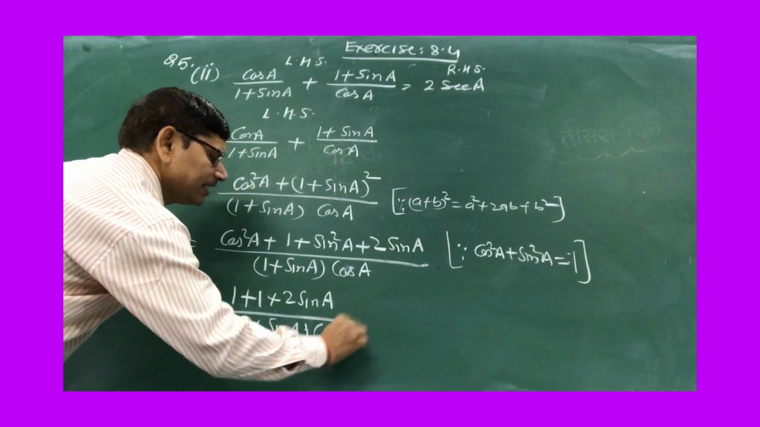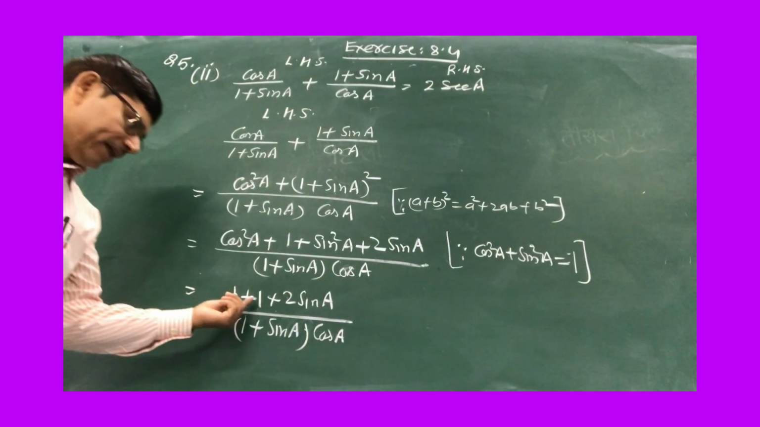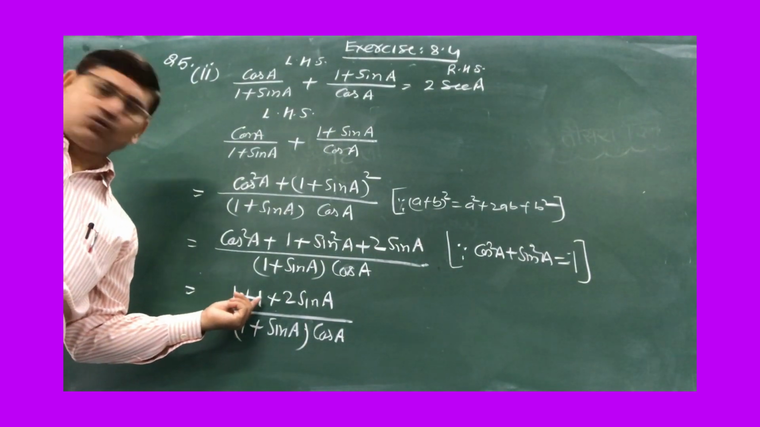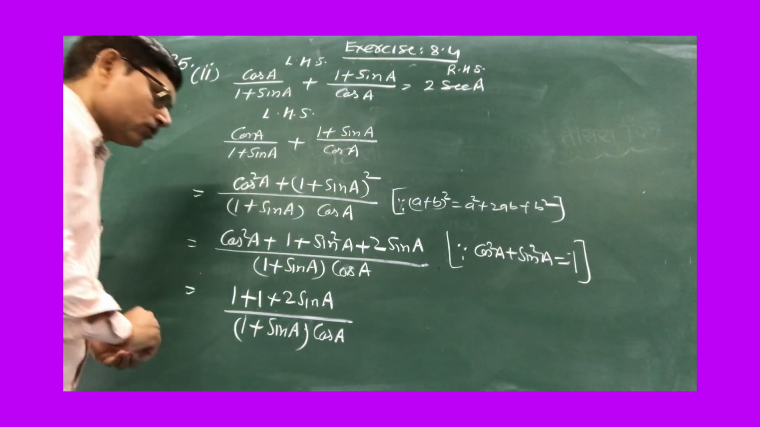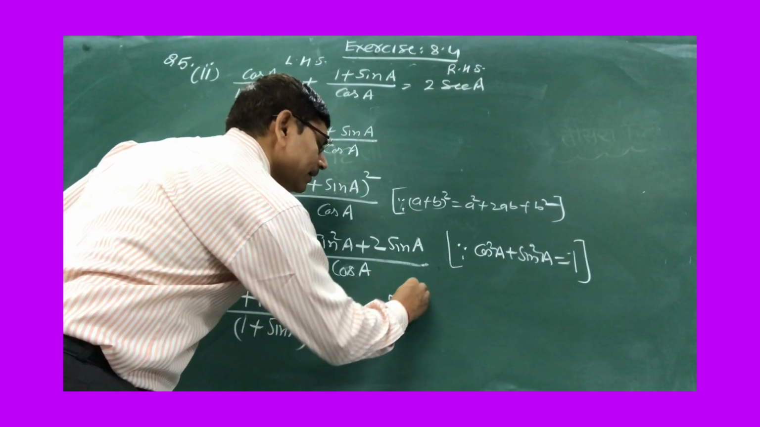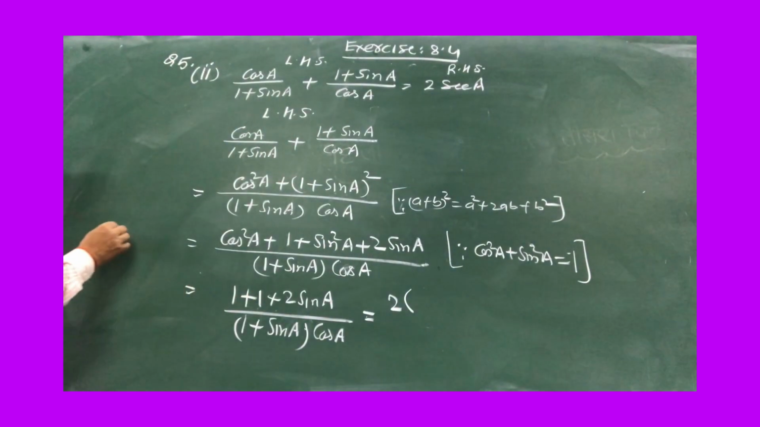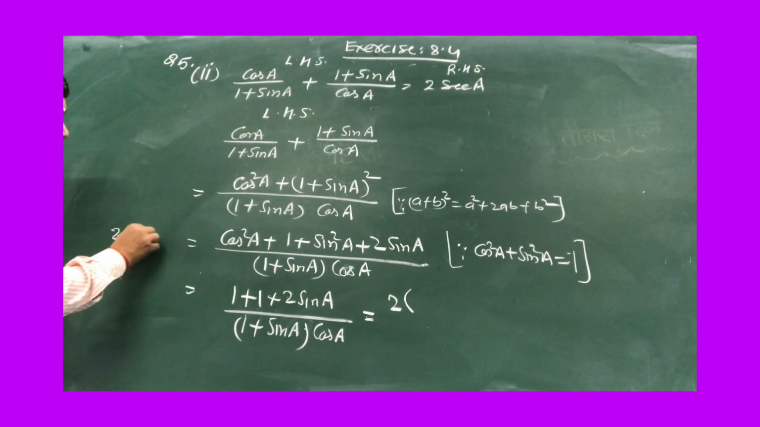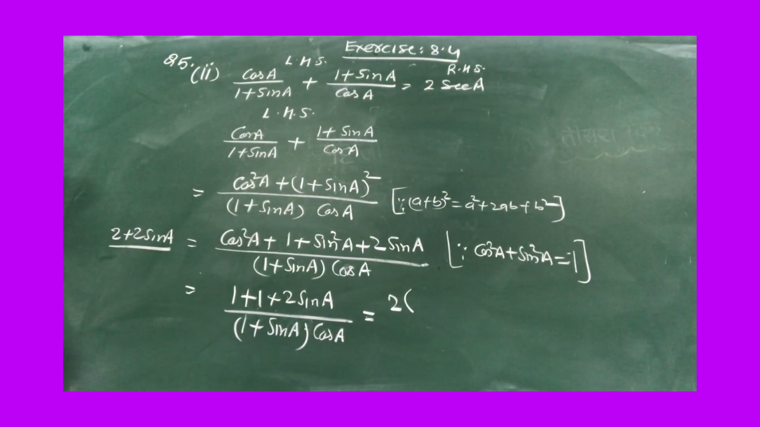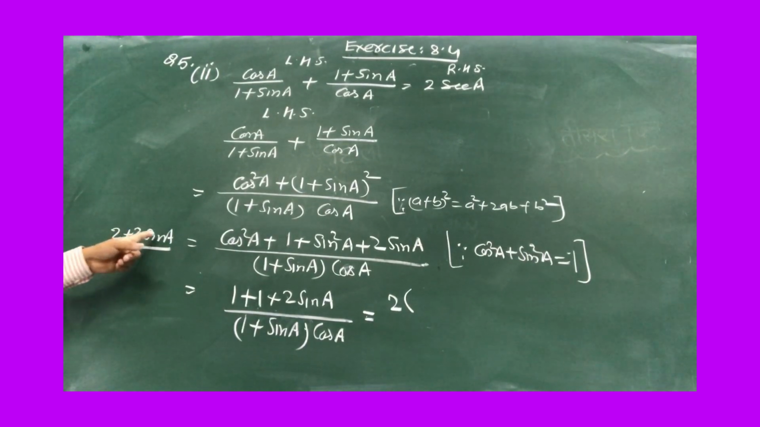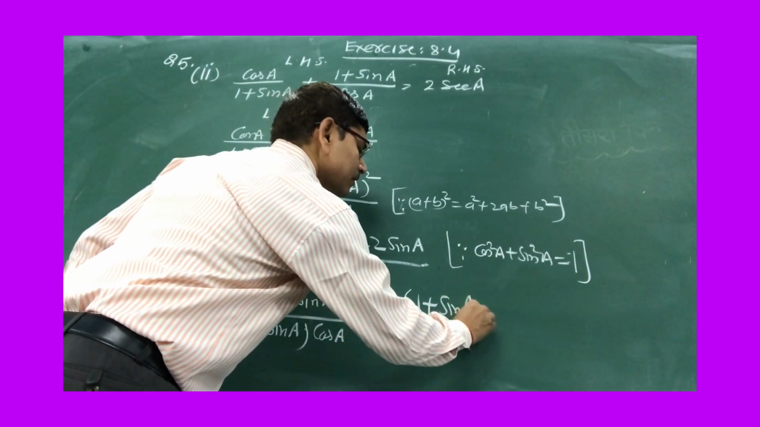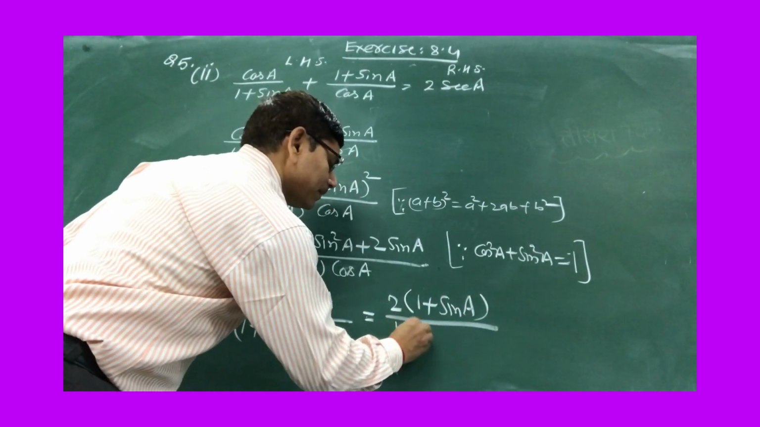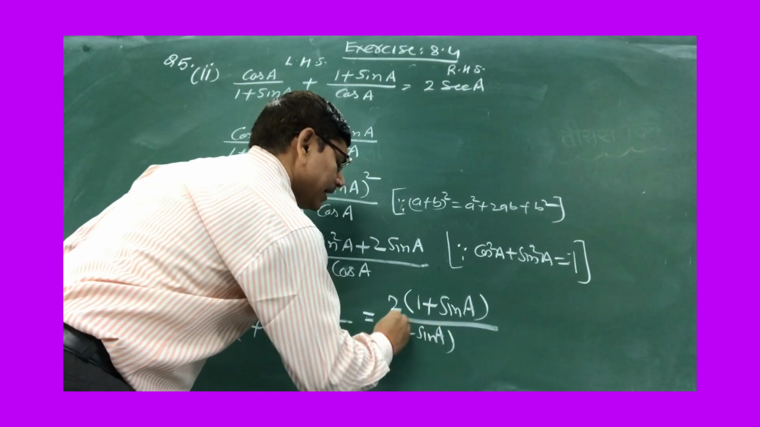So you will write same to same. Now 1 plus 1, dear, is 2. 2 plus 2 sin A. What is the common? 2 is common. So you will take 2 as common. So you will get 2 plus 2 sin A upon something. So 2 is common. What is remaining here? 1 and here sin. So 1 plus sin A, divided by (1 plus sin A) into cos A.